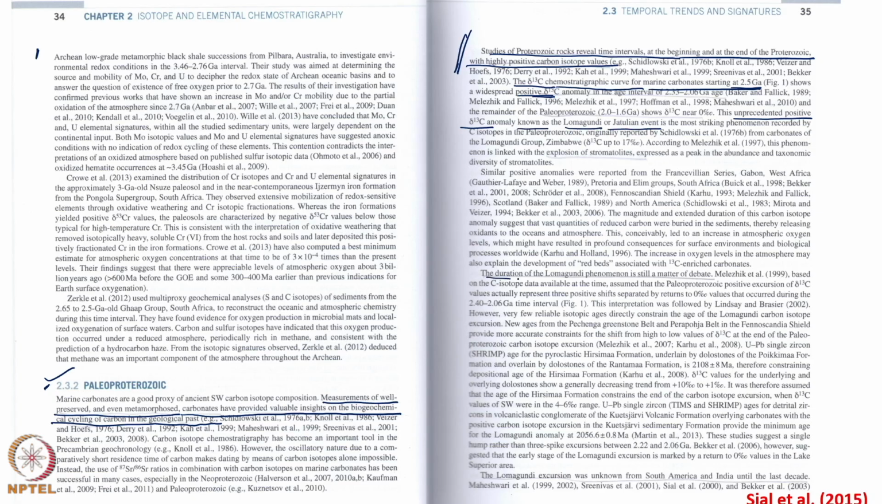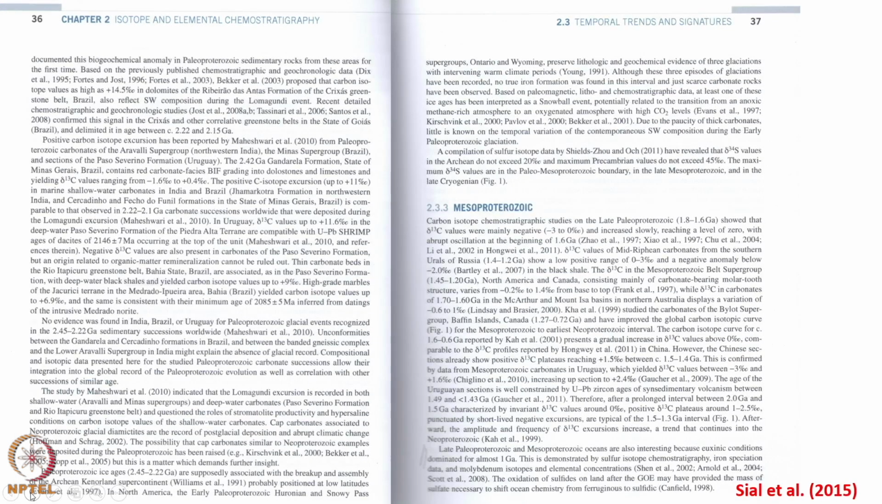The duration of the Lomagundi phenomenon is still a matter of debate. Lomagundi took place in the Paleoproterozoic, a remarkable jump in delta 13C values. The Lomagundi excursion is now also found from South America and the Indian continent, with recent studies coming up. For example, Maheshwari and others in 2010 found that the Lomagundi excursion happened in the shallow water deposits of the Aravalli Supergroup in India. Let's look at the Mesoproterozoic.